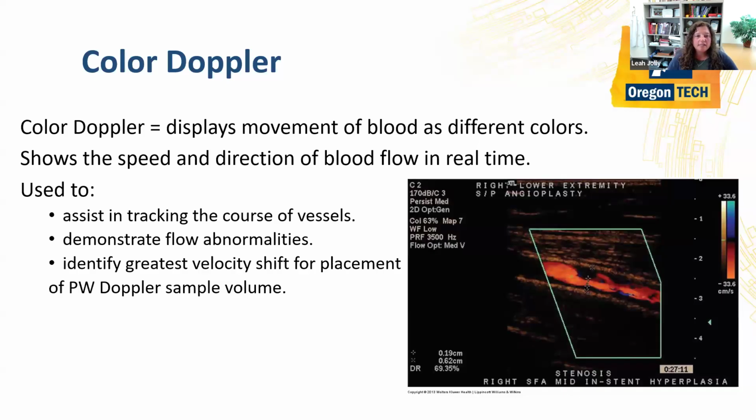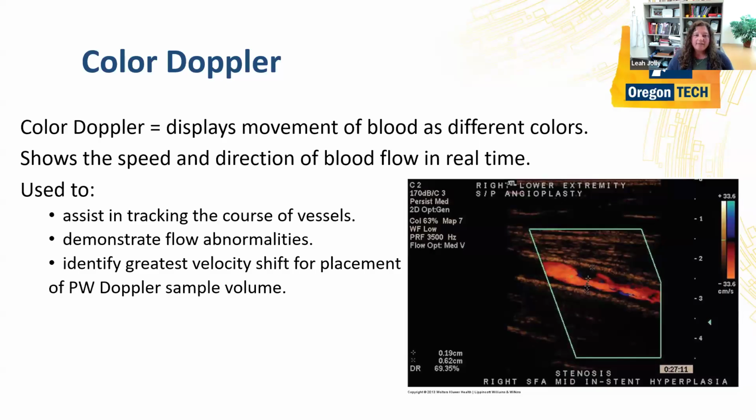Color is typically used to assist in tracking the course of vessels, especially if you're having a hard time seeing them in B mode. You can turn the color on and it'll help you follow them further. We can demonstrate flow abnormalities, such as what we're seeing in this image here, where we can see that there is a dark area of narrowing. Typically, we want the color to go to the edge of the vessel wall here. So we can see that there is a filling defect and there's likely plaque in this artery.